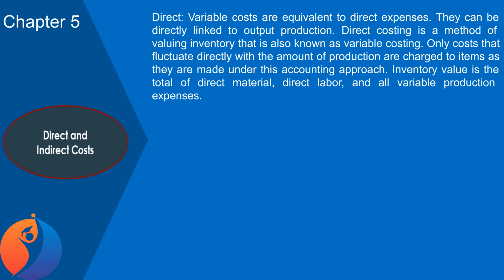Direct costing is a method of valuing inventory that is also known as variable costing. Only costs that fluctuate directly with the amount of production are charged to items as they are made under this accounting approach. Inventory value is the total of direct material, direct labor, and all variable production expenses.